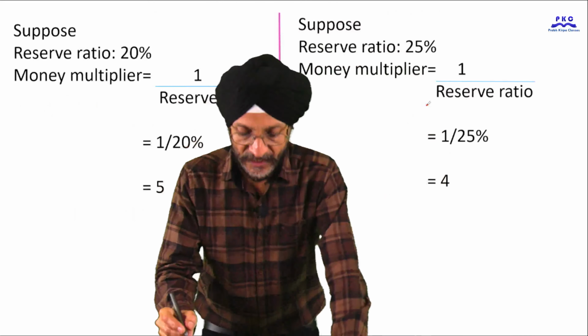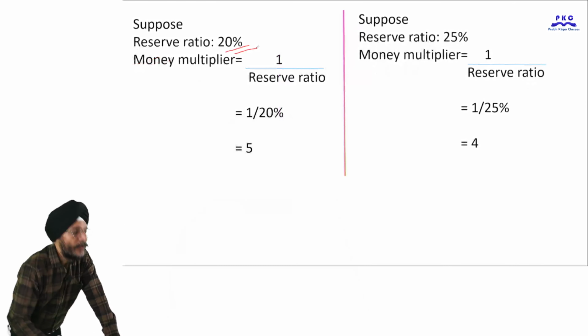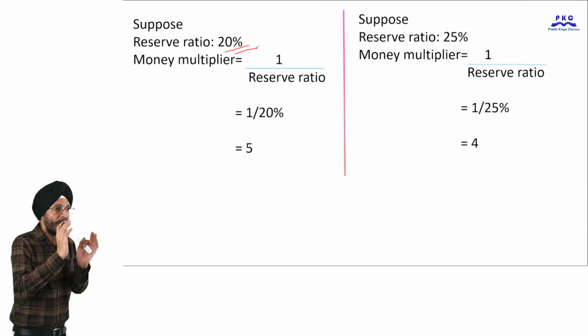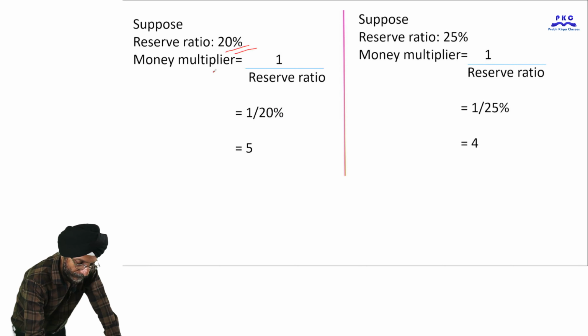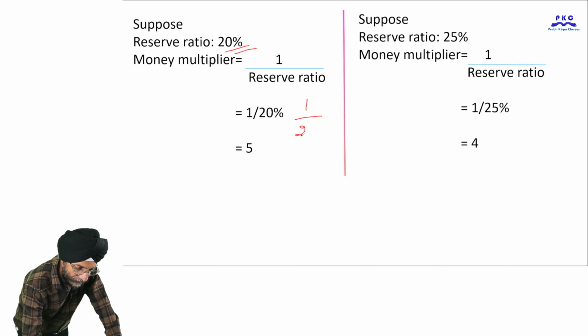Suppose the reserve ratio is 20%. So here we can calculate the money multiplier as 1 over the reserve ratio, that is, 1 over 20%. When we write 20%, it means that 100 comes above and 20 below. So the answer is 5.